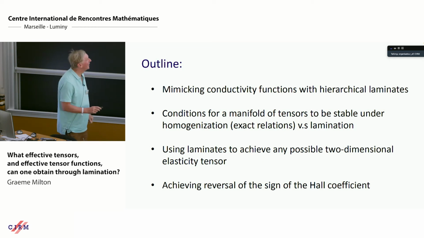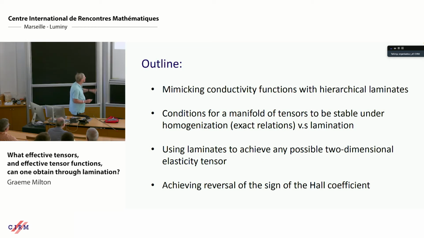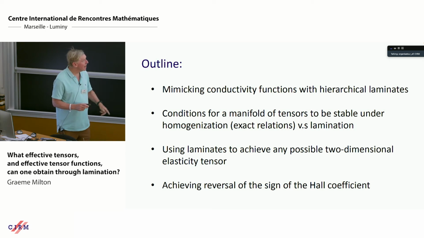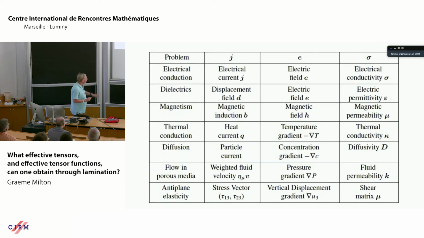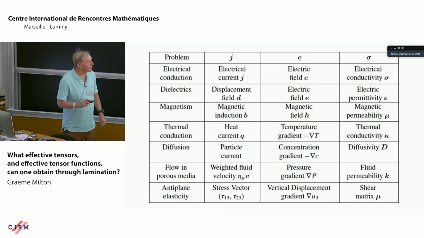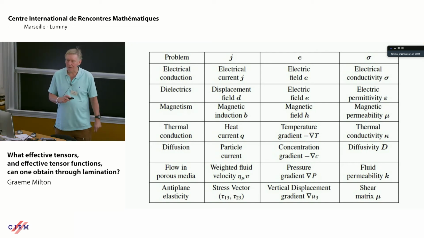And the second thing I want to talk about is the connection between what are called exact relations in composite materials and lamination, and that's a subject that Yuri is an expert on. And then talking about laminates to achieve any possible elasticity tensor in 2 dimensions. And lastly, I'll mention a little bit about reversal of the sign of the Hall coefficient, which is a surprising thing.